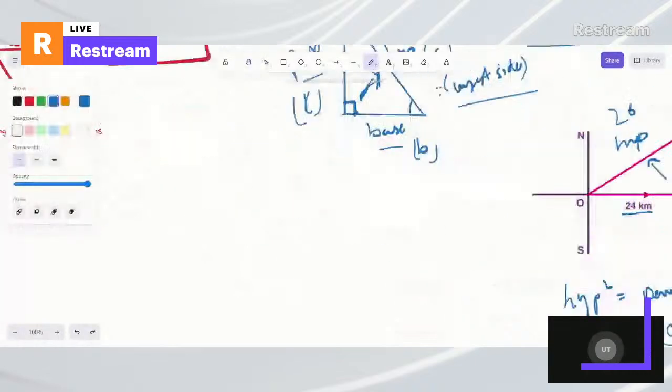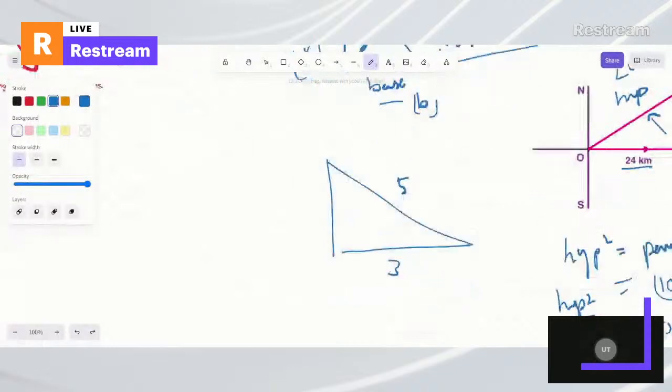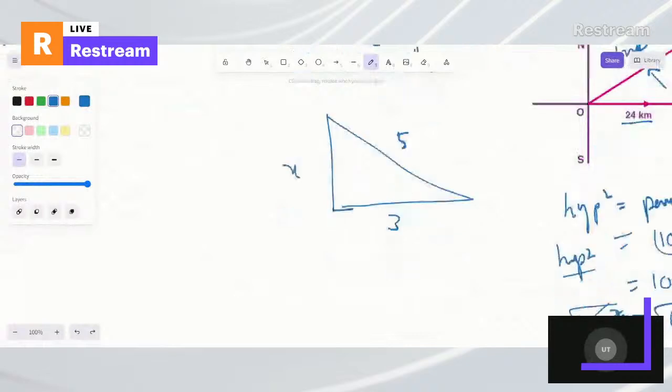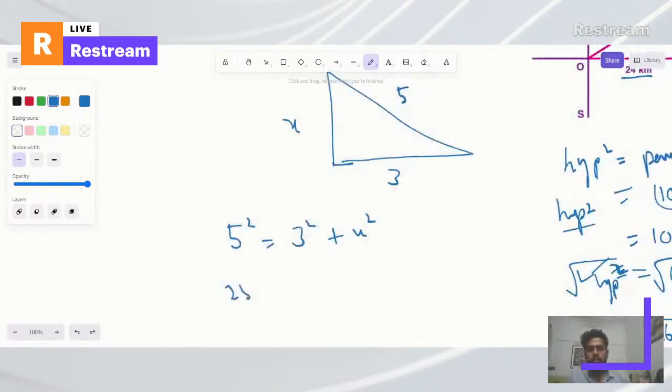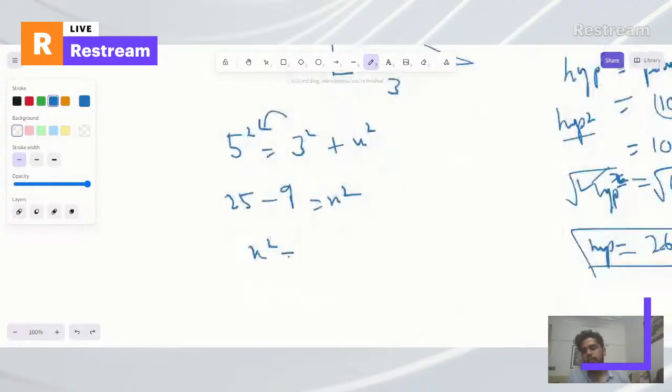So now if I have a question like this, okay, so this side is 5 and this side is 3. Now to find out the value of the height, how do I do this? So 5 square equals 3 square plus x square, right? So 5 square is 25, minus 3 square, because it's going to move to that side. So 3 square is 9, equals x square, right? So x square equals 16. 25 minus 9 is 16, right?